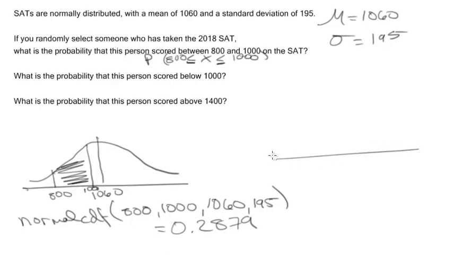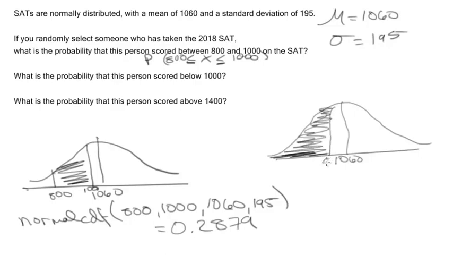Okay, well, while we're at it, let's find the probability that this person scored below 1,000. So that's what this looks like. I still have the mean here at 1060. 1,000 is just a little bit below that, and I want to know what this area looks like. And I'm drawing the picture to help me figure out what my lower bound is. This would be negative infinity, except I don't have a button for it. What's my upper bound?